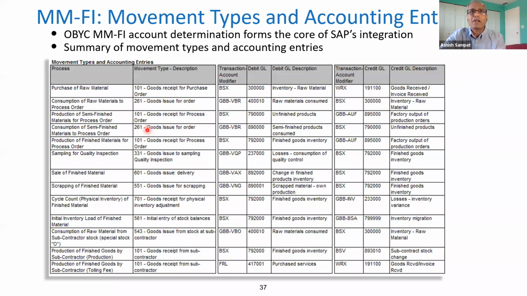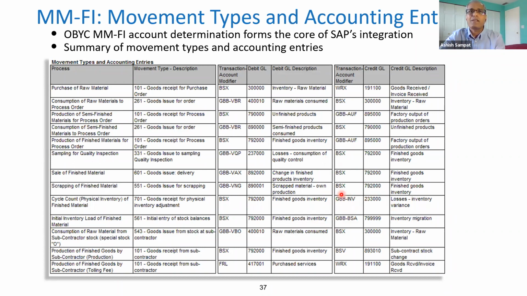As an example, look at 261, goods issued to order. It uses GBB VBR, a specific account that you have mapped. On the credit side, it uses the inventory credit. When you have procured a material, it debits the inventory; when you have consumed it, it credits the inventory. For a 601 goods issue, it's GBB VAX, change in finished product inventory, whereas inventory goes down here. As you notice, inventory BSX is common across all and used most often, and therefore you have it as auto posting only. Otherwise, it doesn't allow postings.